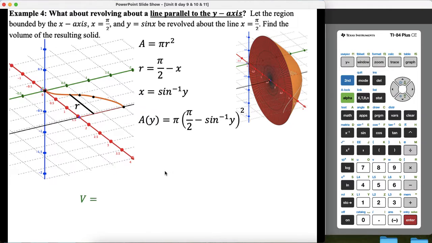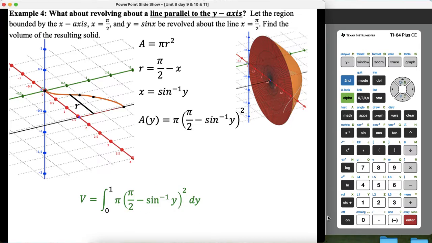And as you might guess, this is going to be a calculator question as well. So we are stacking these circular disks. We're starting here and we're ending up here. So we're going from 0 to 1 on the y-axis. Here's our pi r squared dy.